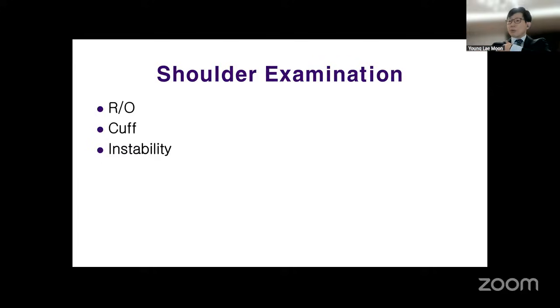Third, we assess for instability. This involves testing glenohumeral laxity and examining the labral complex through apprehension and relocation tests. Understanding the stability of the shoulder joint is crucial for treatment planning. These three examination modules form the foundation of the comprehensive shoulder assessment. Let's dive deeper into each area.